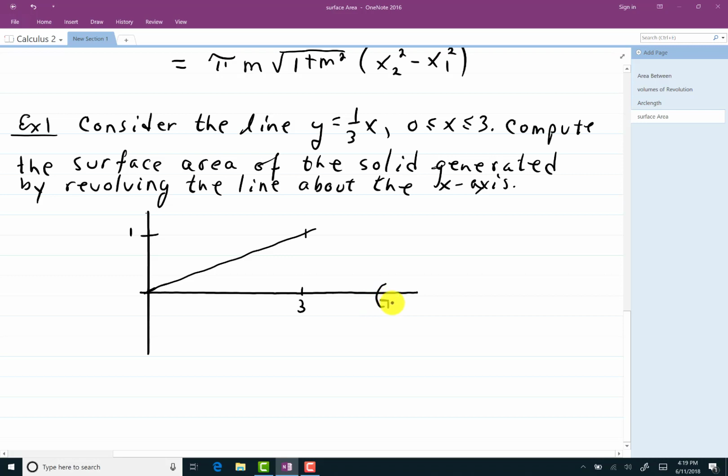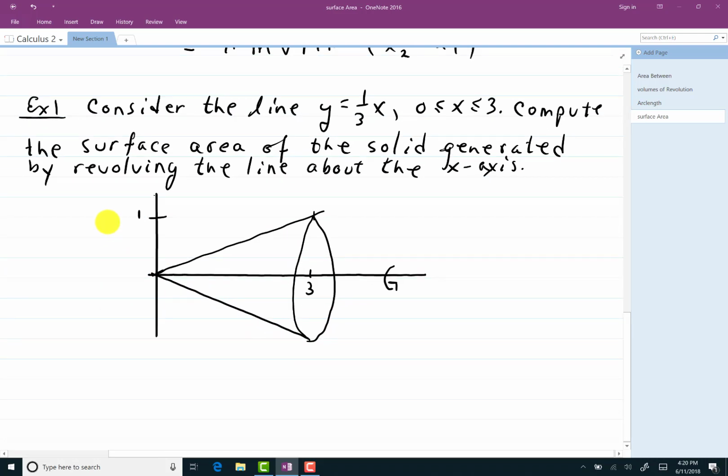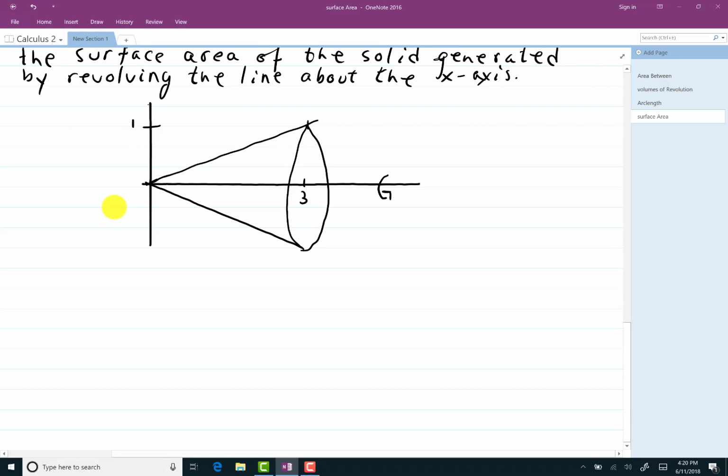So we're revolving that around the x-axis. The surface area of this cone is A equals pi RL. Well, what's the radius in this case? Well, when you plug in x equals 3, the height is 1. So the radius, the base radius, is 3.